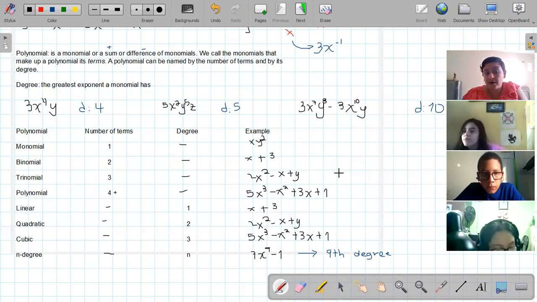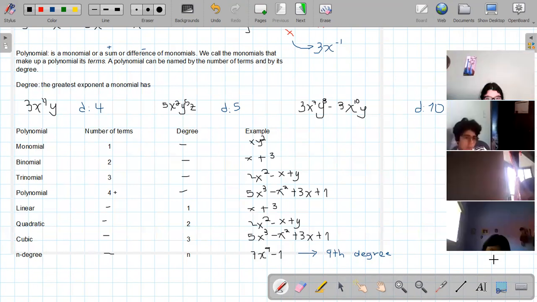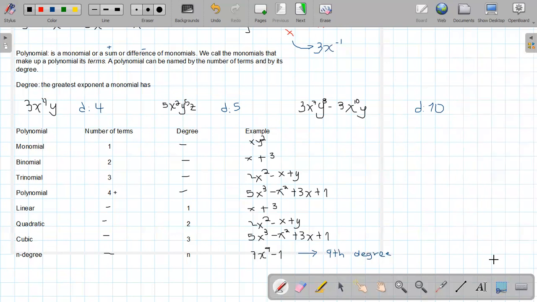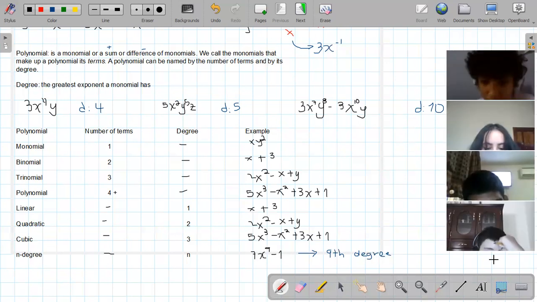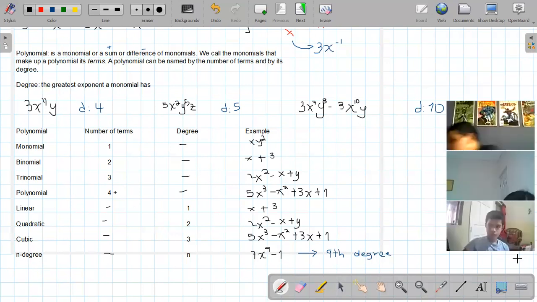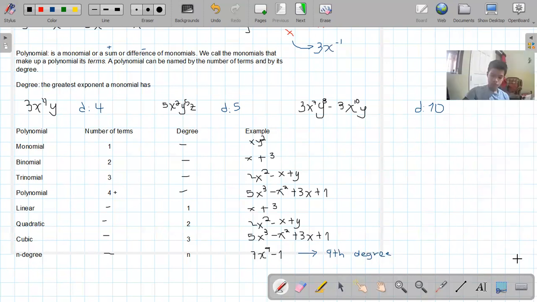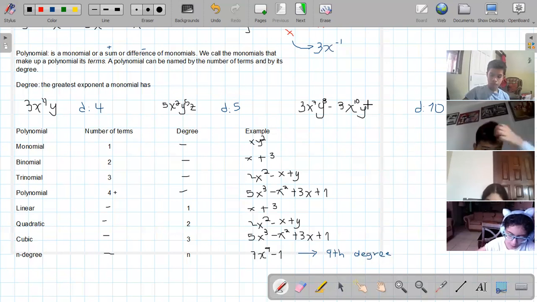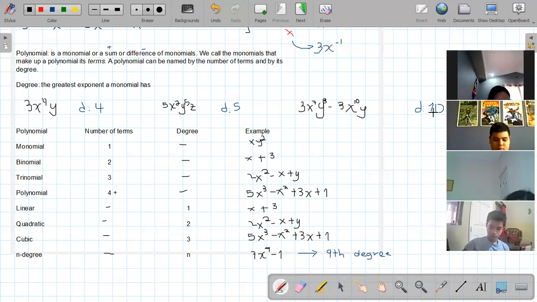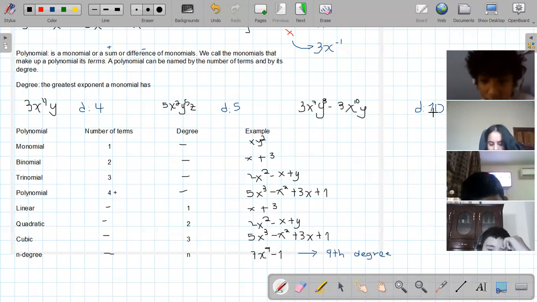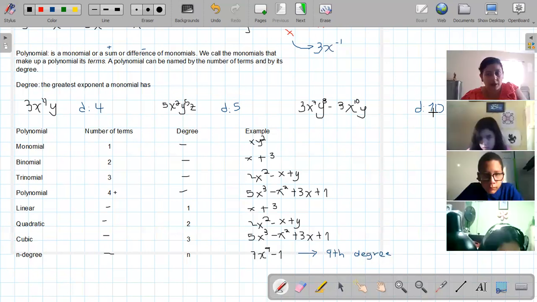So 1 term, monomial. 2 terms, binomial. 3 terms, trinomial. More than 3 terms, or 4 up, we're just going to call it polynomial, okay? However, I can say add the polynomial and I just give you this binomial. You need to know that all of them are called polynomials, but some of them have a specific name, okay? And here we have examples.